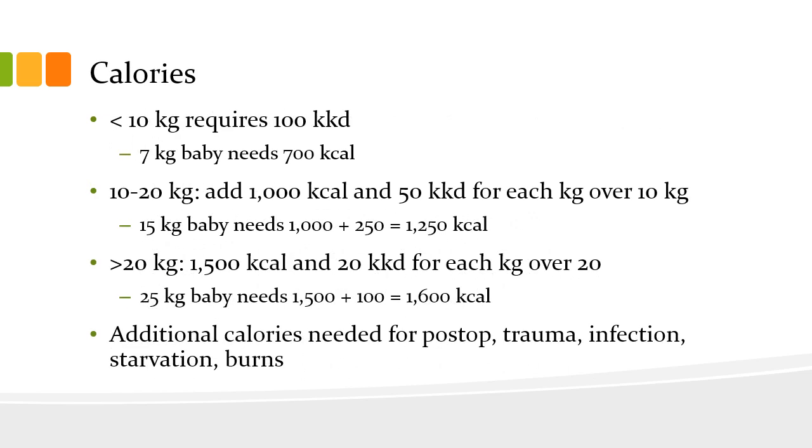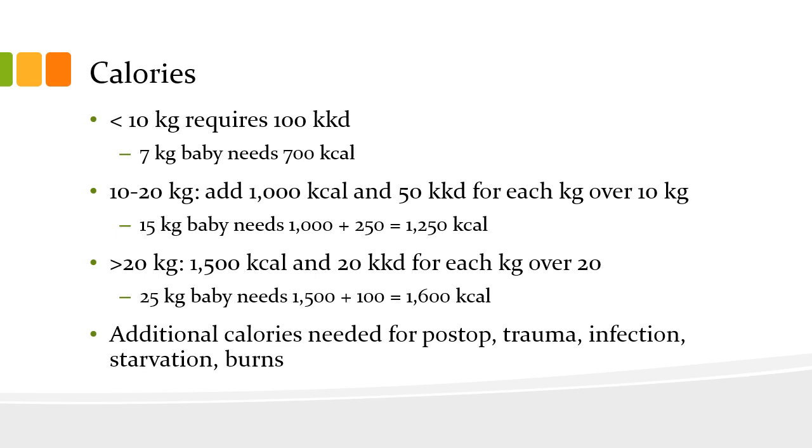For calories, you can use the 100-50-20 rule. For the first 10 kilograms, you need 100 calories per kilogram. For the second 10 kilograms, you need 50 calories per kg. And then for any leftover after 20, you need 20 calories per kg. So for a 7 kilogram baby, you need 700 calories.